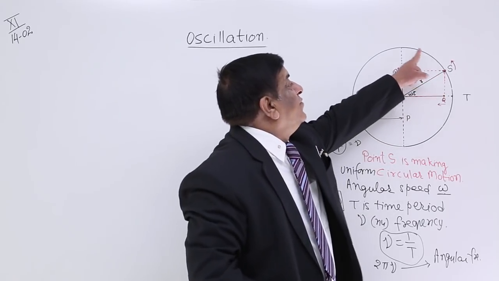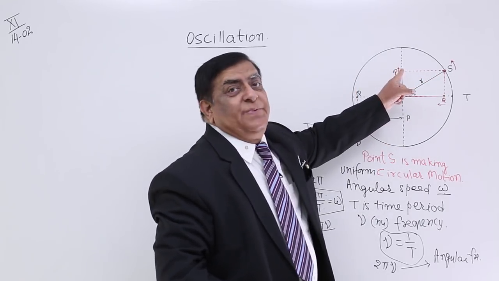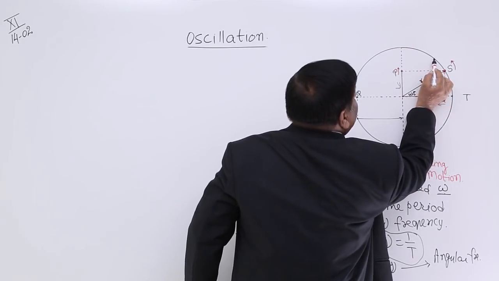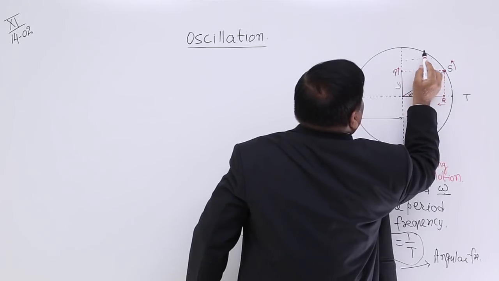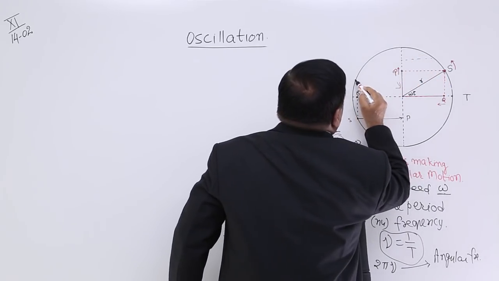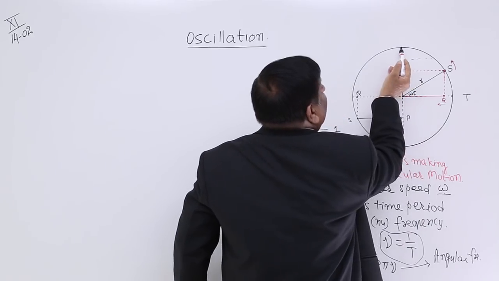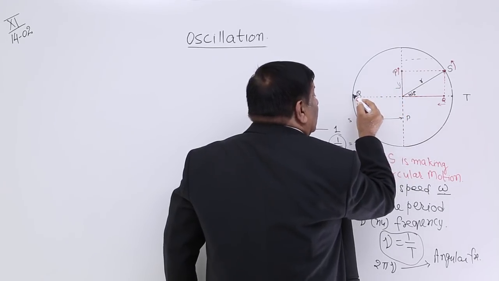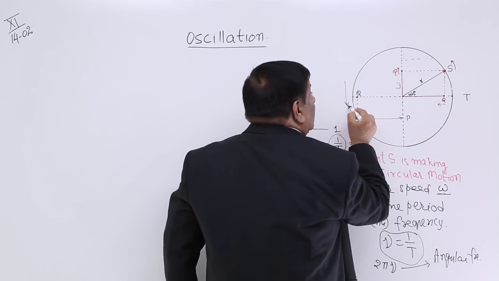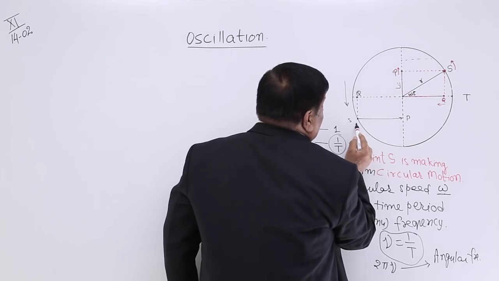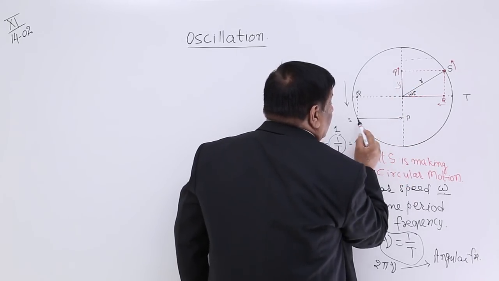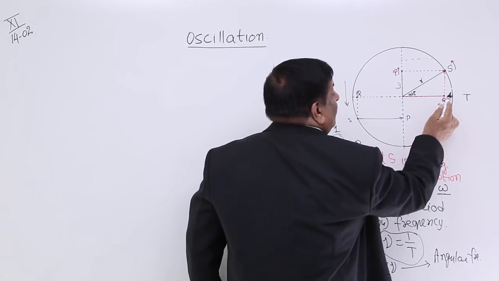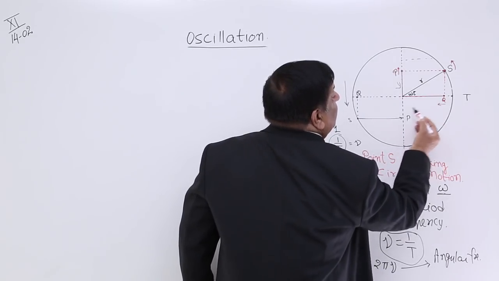Now when this S is moving in a circular path, the P is also changing its position. How? If S is here, then P will be here. If S is here, P will be here. If S is here, then again P is here. That means when S turns this way, P is turning back this way. When S is going here, P is going here. When S is going here, P is going here, this way. And when S is here, P is here. And when S goes up, P also goes up like this.